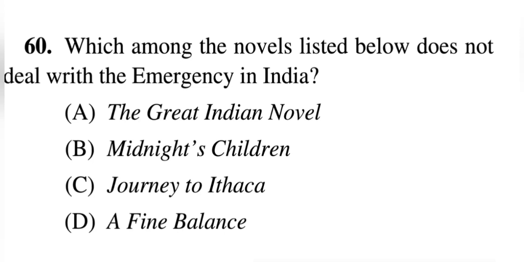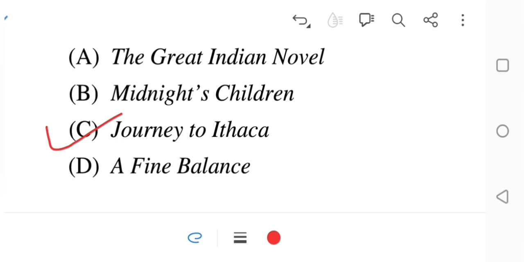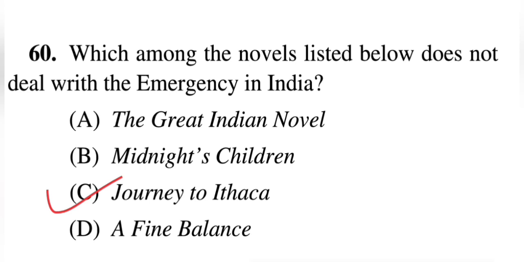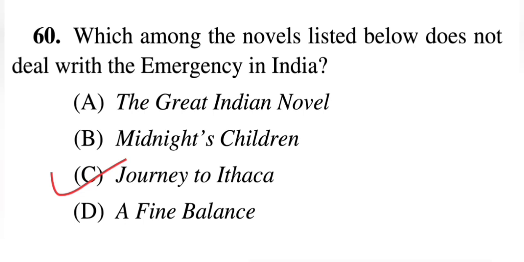So we have these kinds of works: The Great Indian Novel, Midnight's Children, Journey to Ithaca, A Fine Balance. See, Journey to Ithaca, this is written by whom I don't know. Please go through it. This novel does not deal with emergency in India, but other works like The Great Indian Novel, Midnight's Children, A Fine Balance, these all are related to emergency in India.